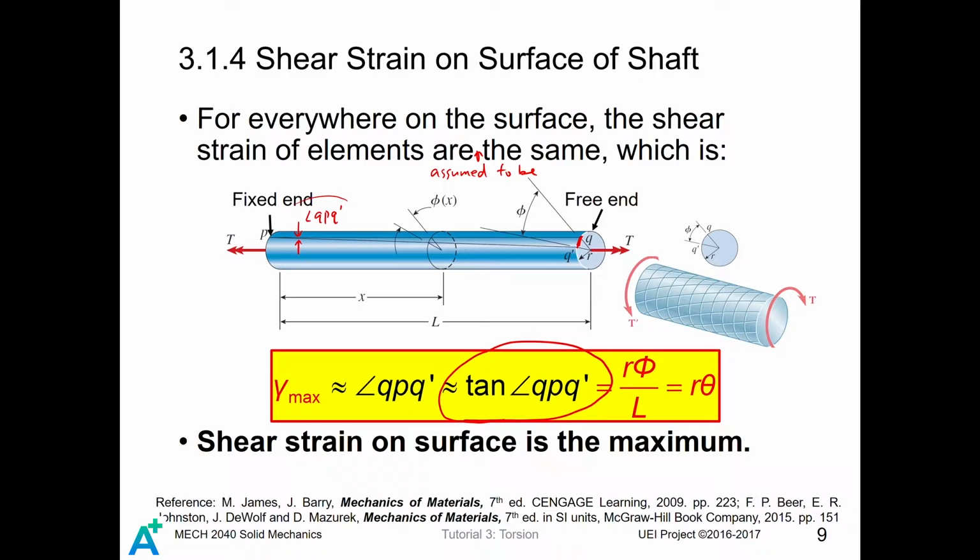In case you are talking about the shear strain inside the material, then for any element located inside the material, its distance from the center of the circular prismatic bar must be less than the radius. Consequently, the shear strain inside the bar must be smaller than those elements on the surface. Therefore, we conclude that the shear strain on the surface is the maximum.